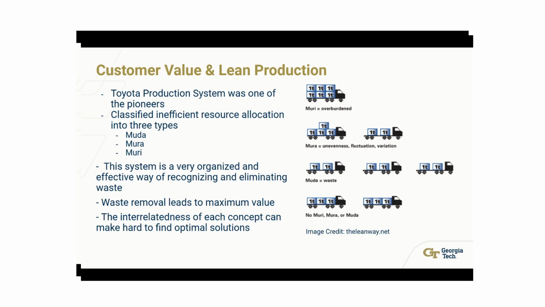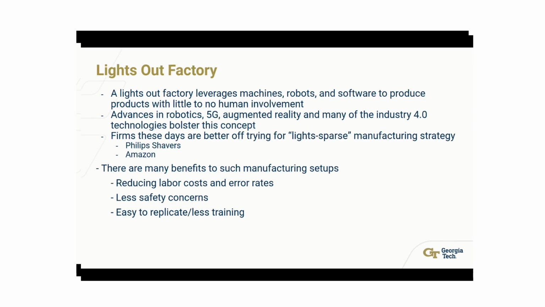So this system is a very organized and effective way of recognizing and eliminating waste, which is the most important step in the process of lean production. I feel like this diagram with the trucks really showcased each feature of Muda, Mura, and Muri. The interrelatedness of each concept can make it hard to find optimal solutions, like removing Mura and Muda may lead to Muri, overburdening by removing the waste. So those kinds of things need to be considered.